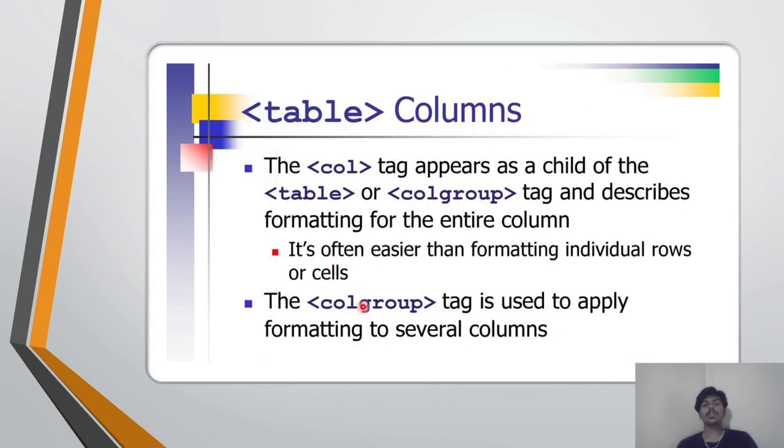Next, table columns. We have the col tag that appears as a child of the table or colgroup tag and describes formatting for the entire column. It is often easier than formatting individual rows or cells. The colgroup tag is used to apply formatting to several columns.